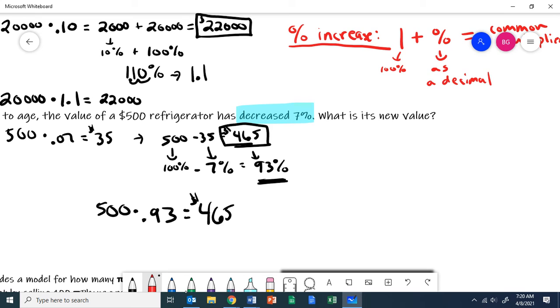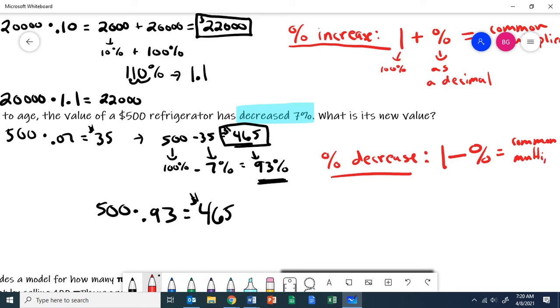So I'm going to do this in red again. This time it's a decrease by 7%, so we call this a percent decrease problem. And what we do on these ones is whenever we see it says decreased by a percentage, we're going to do 1 minus the percentage this time, and that gets us our common multiplier. Now remember, that percentage needs to be as a decimal. You need to convert that to a decimal. And the same thing goes with that 1. The 1 is that 100% value, which is the original value. That's why we're minusing it from 1.